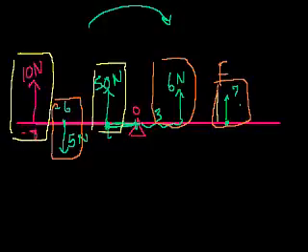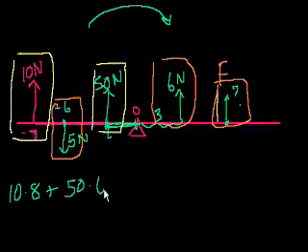So what are the counterclockwise moments? Well, this one's counterclockwise, so it's 10 newtons times its distance, its moment arm. We said it's 8, right? Because it's the x-coordinate minus 8 from 0. So it's 10 times 8 plus 50, this is also counterclockwise, times 6. And those are all of our counterclockwise moments, and that has to equal the clockwise moments.